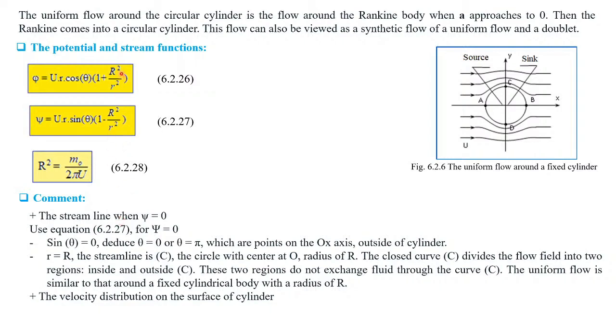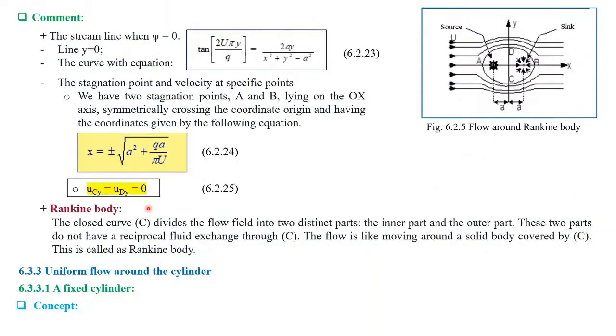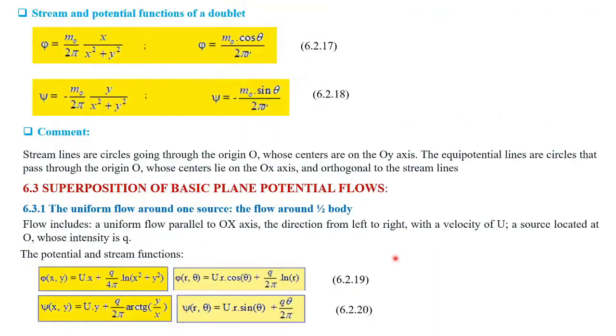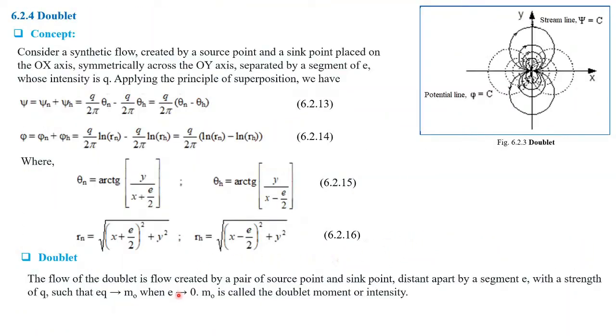We have, where R here is the radius of the cylinder, and R equals m0 divided by 2 pi U. M0 is called the moment of the doublet, or the intensity of the doublet here.